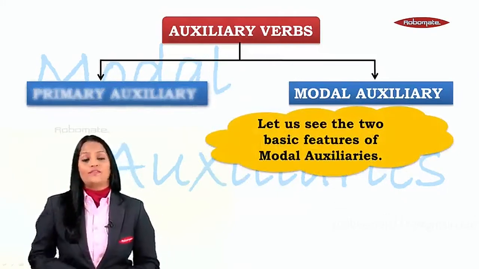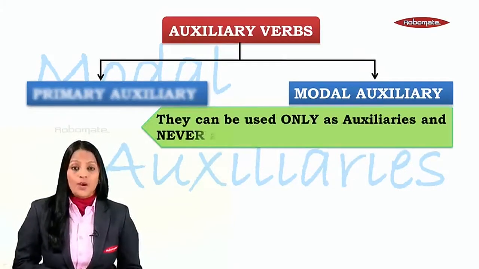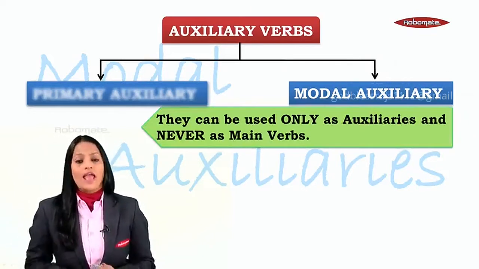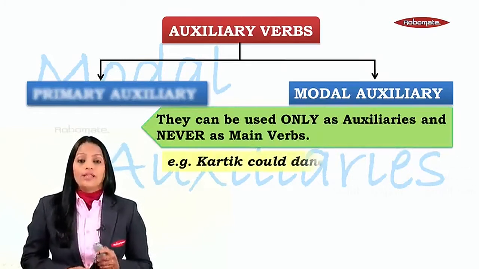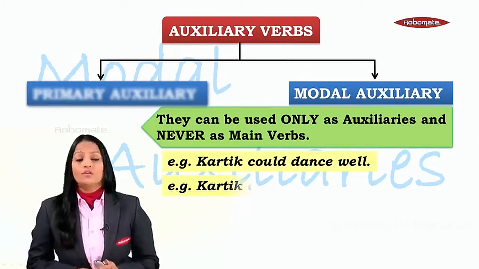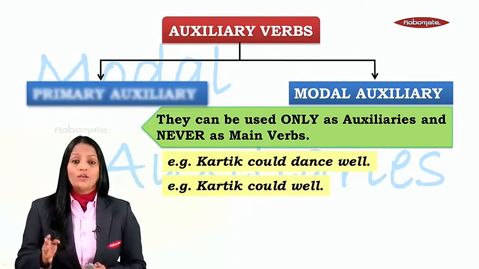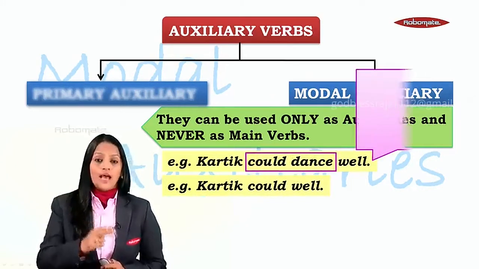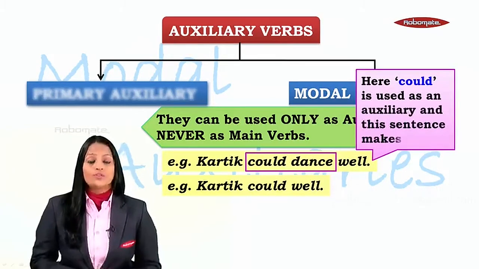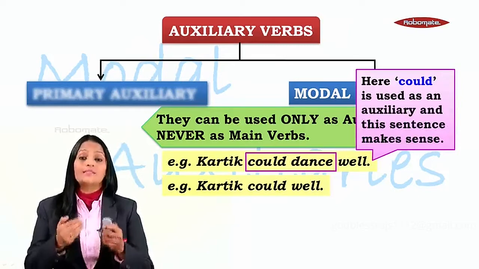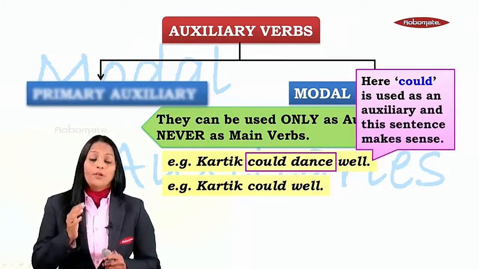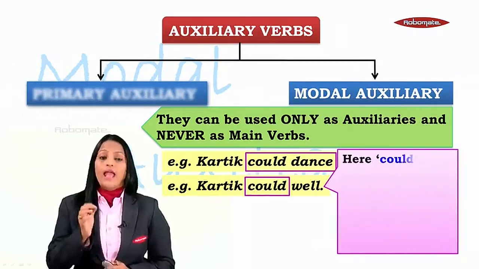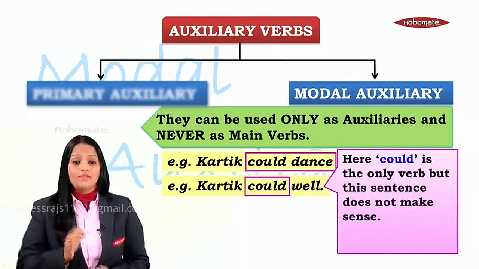Let us see two basic features of modal auxiliaries. The first one: they can be used only as auxiliaries and never as main verbs. So, let's take this with examples. Karthik could dance well. Another sentence, Karthik could well. Now, if you look at the first sentence, we have two verbs, could and dance. In this sentence, could is used as an auxiliary, and this sentence makes sense. Okay? But look at the second sentence. We are using only could over there, and could is used as the main verb here.